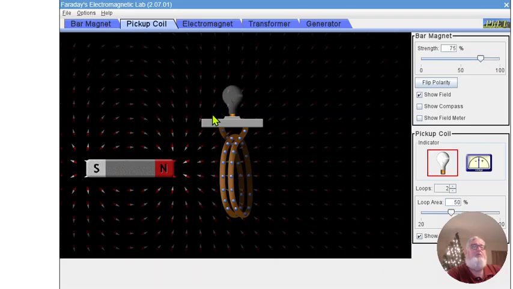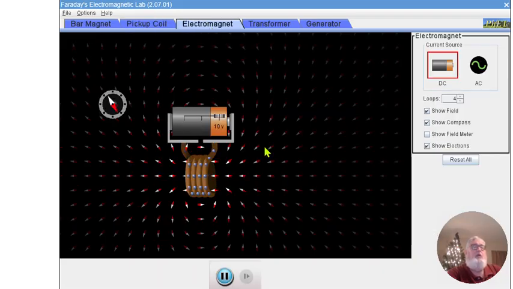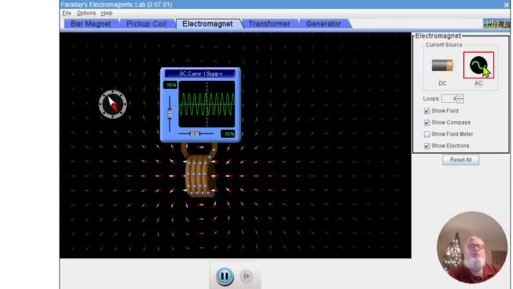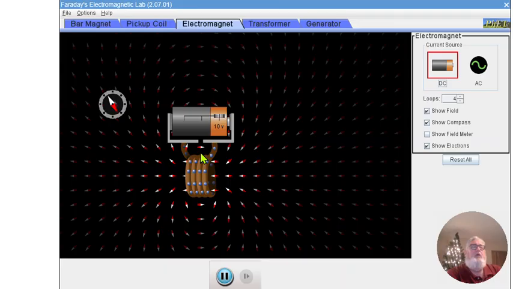So we're working with electromagnetic induction. Okay, so we have a DC source right here. We have a steady current going through.